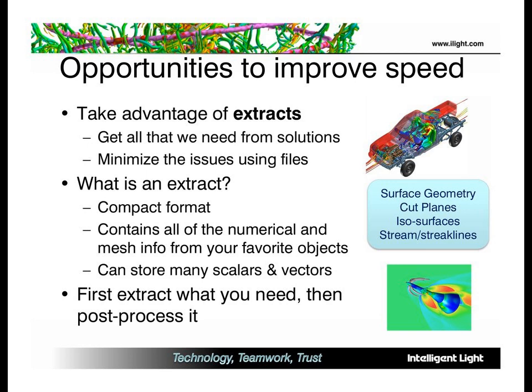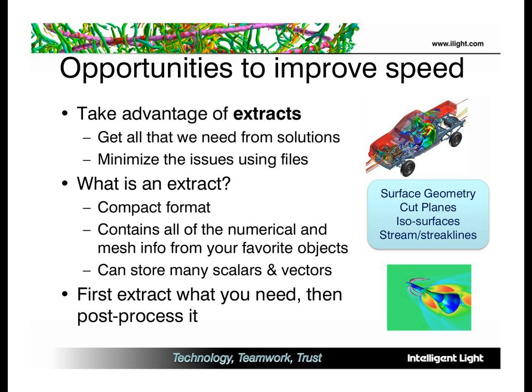So what is an extract? What's this magical thing? Well, it's a file. It's a compact format. It contains all of the numerical and mesh info from your favorite objects, be it surface geometry, cutting planes, isosurfaces, or stream or streak lines. And on each of these objects, you can store many scalars and vectors. I've got a couple of small pictures on the right, a truck example and a takeoff and ascent rocket vehicle, and these are made up of extracts.